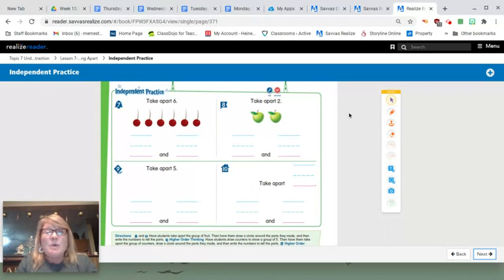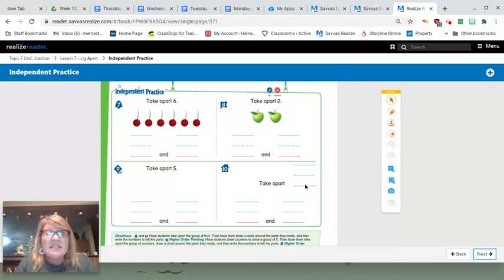All right, now this one is the same thing, but it's called independent practice. So I'm going to give you a little bit of directions, but have someone help you and have someone check it. You're going to do the exact same as you did on the first page. Draw a line somewhere here to take apart 6, take apart 2. Then this one says take apart 5. Do you see the 5 right here? You draw 5 something and take it apart to make 2 groups.